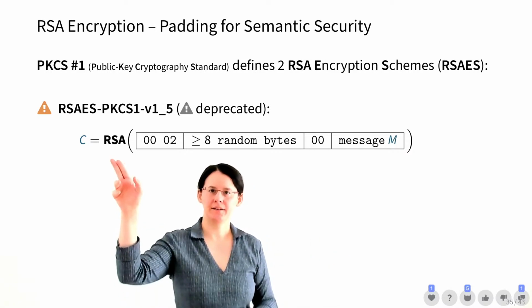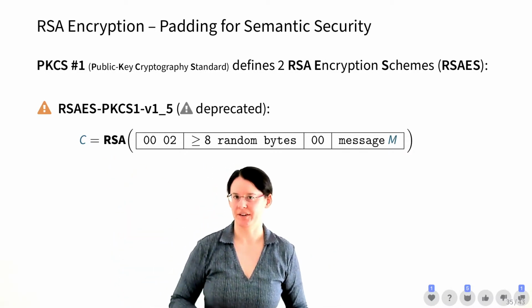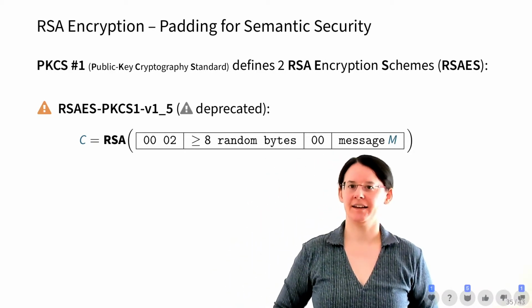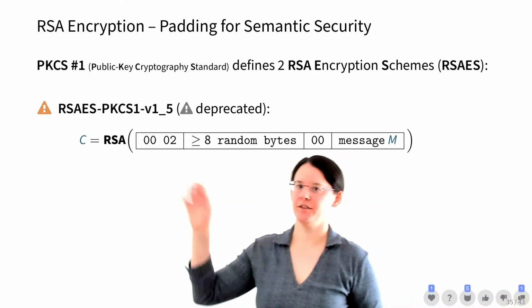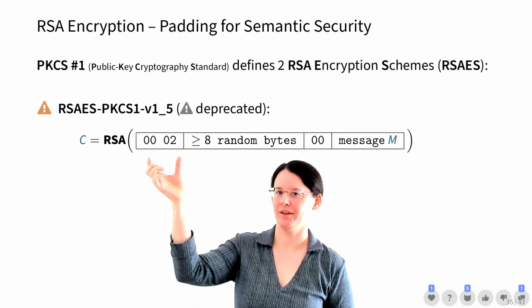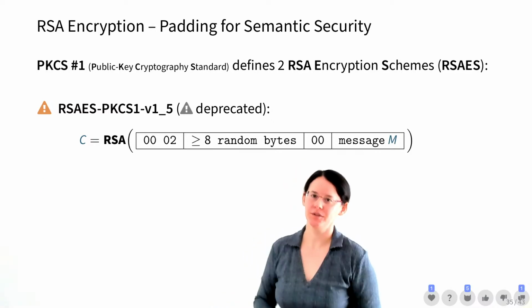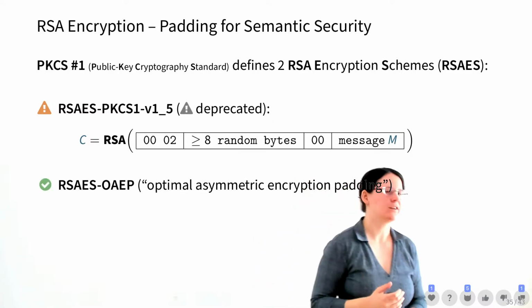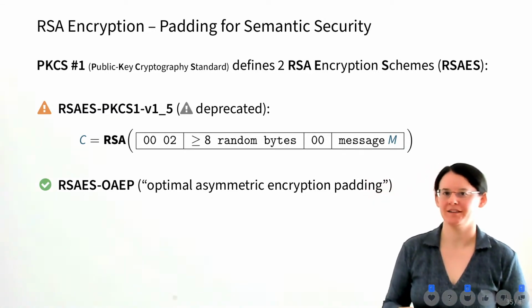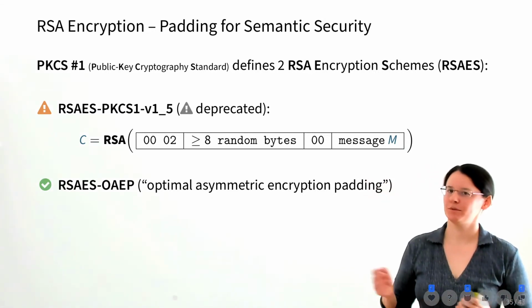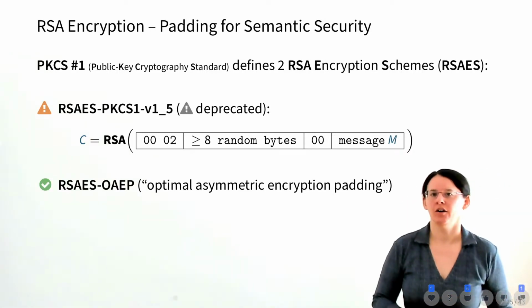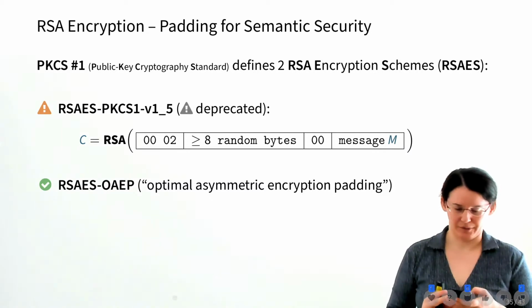And with this random padding, the message is afterwards encrypted with regular RSA. There's unfortunately a very advanced attack that I can't explain here that takes advantage of this construction. In fact, it exploits this innocent looking constant here. But the good news is we have a replacement. This is called RSAES-OAEP, where OAEP is short for Optimal Asymmetric Encryption Padding. It's a bit more complicated, so I don't show it here. But essentially, it also just adds randomness to the message in a particular way.